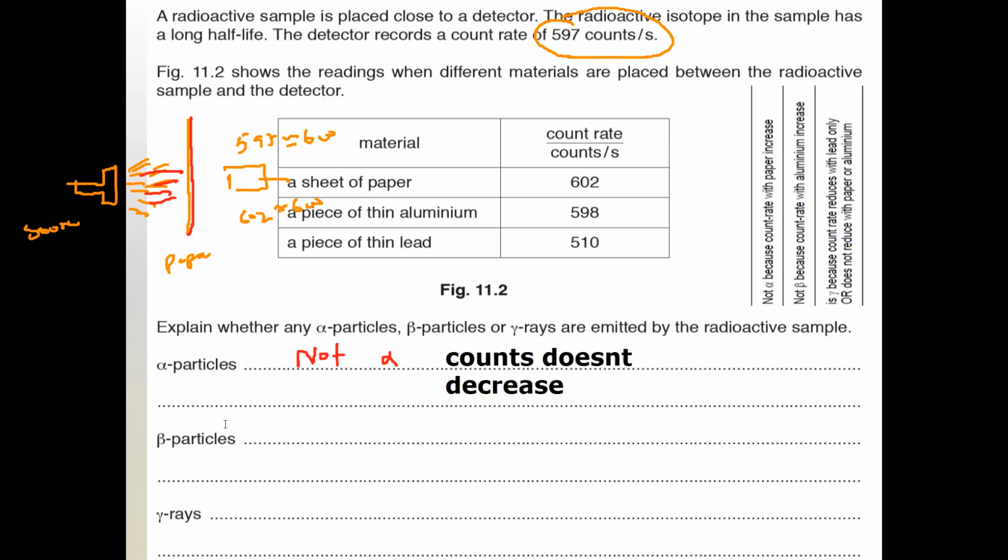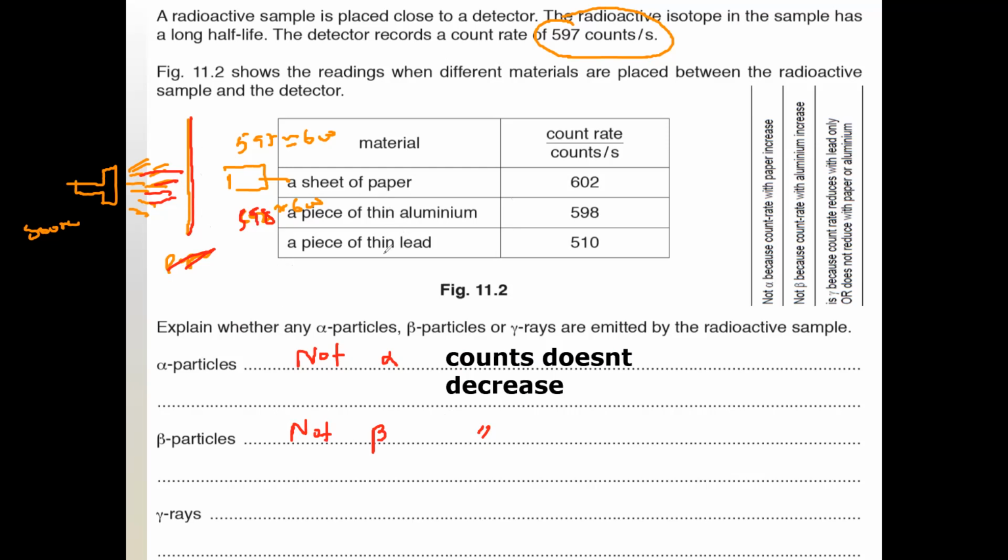Then for a beta, it was 597. It will become 598 when we place aluminum. Basically, aluminum can stop both alpha and beta, but again, the count does not change. It is 598. So it means it is not beta, because if it was beta, then the count should decrease, but here the count does not decrease.